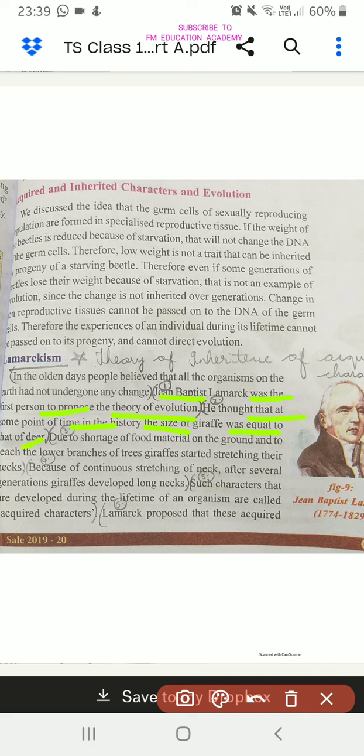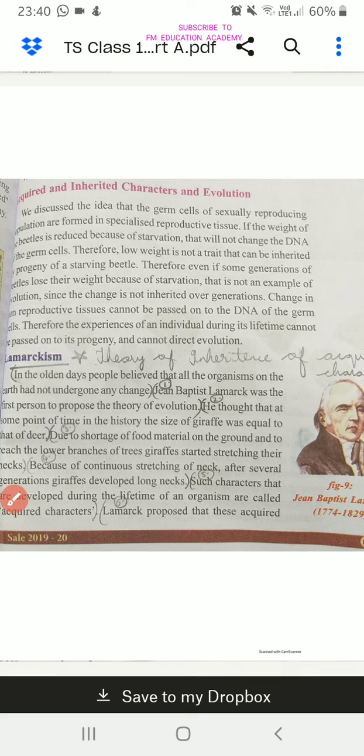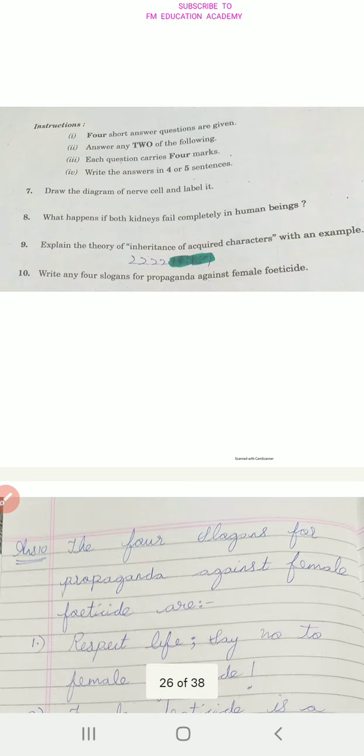He thought that the size of the giraffe was equal to the size of a deer. Then, due to shortage of food on the ground and to reach the lower branches of trees, giraffes started stretching their necks. So he thought like that. Actually, the size of the giraffe and its neck were the same. Giraffe and deer were the same.